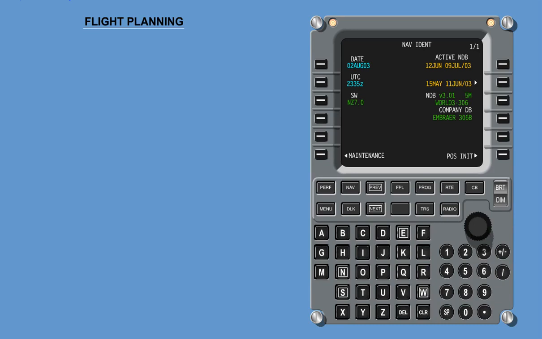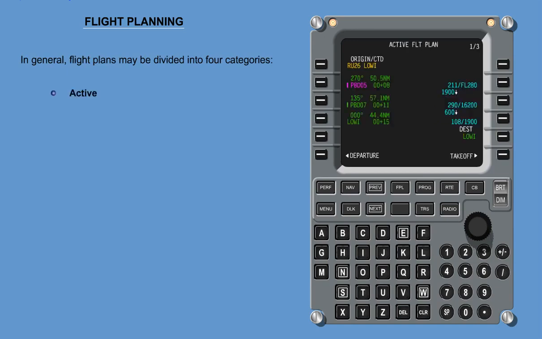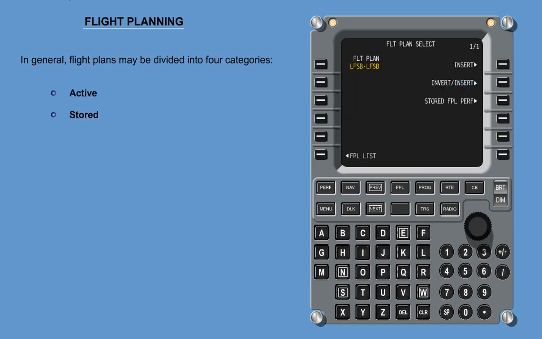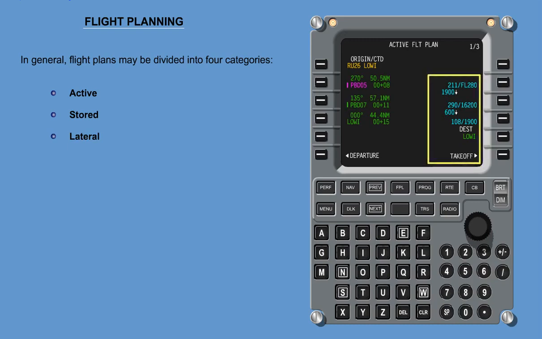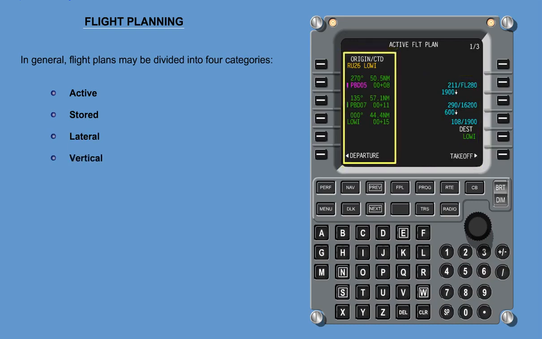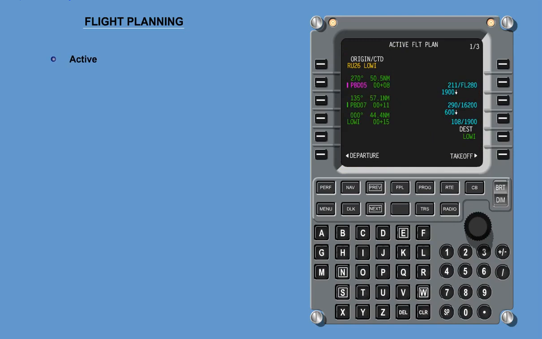Flight planning. In general, flight plans may be divided into 4 categories: active, stored, lateral, or vertical. Active flight plan. This is the flight plan currently being flown.